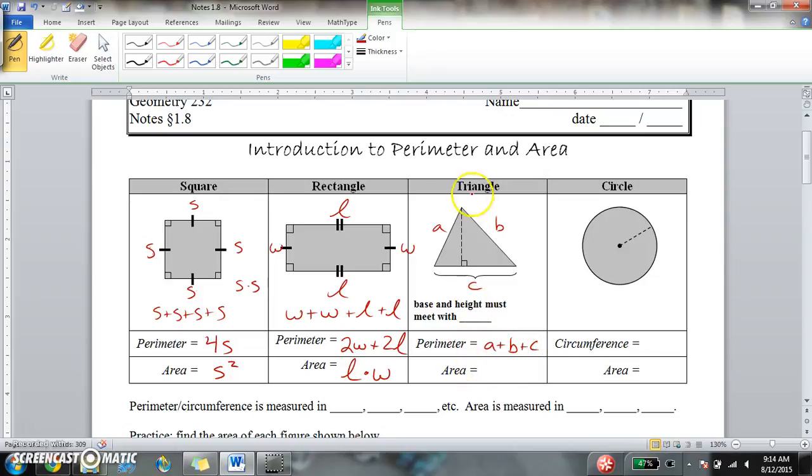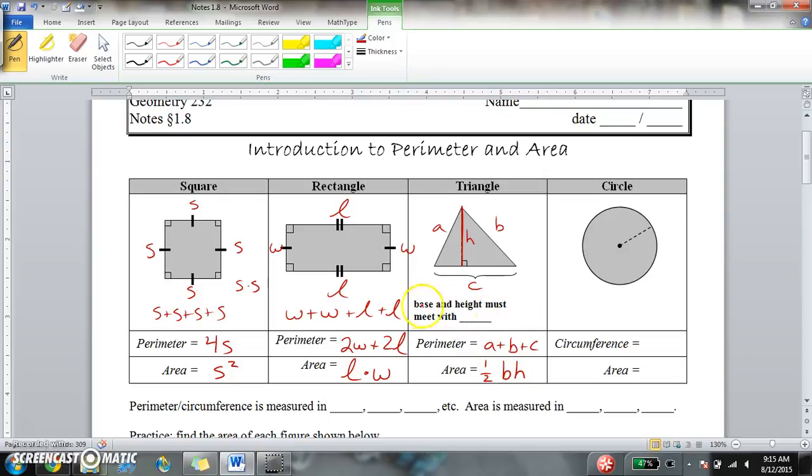For the area of a triangle, this is very important. This dotted line right here represents the height of the triangle. Height meaning how tall it is, basically. So from the bottom to the top, that's the height of the triangle. The area of a triangle is going to be 1/2 times its base times its height.